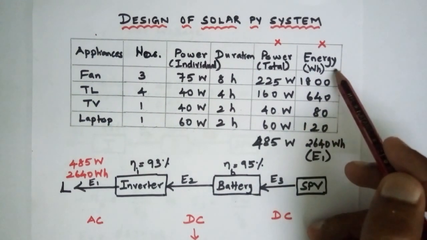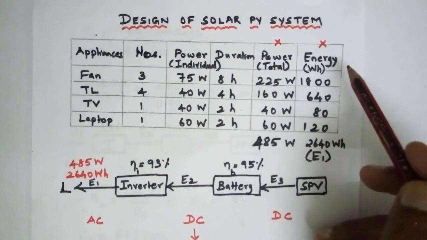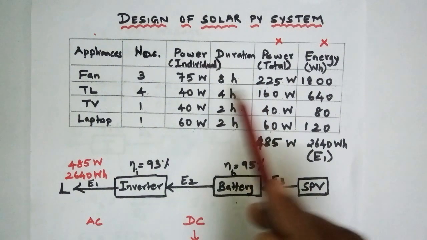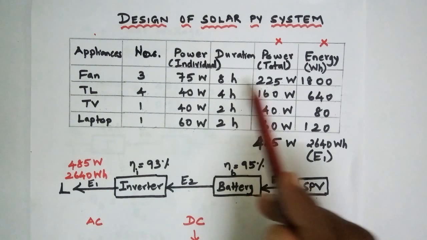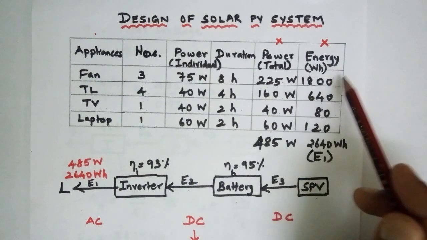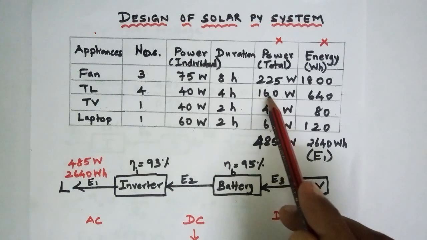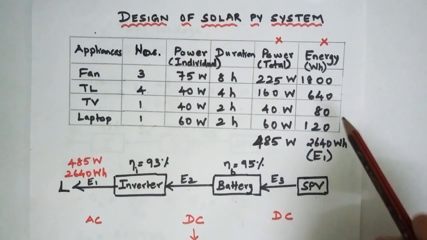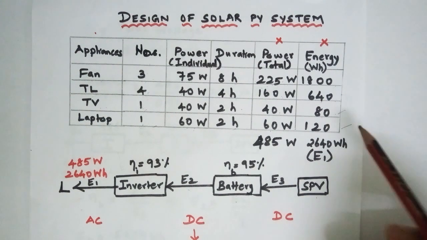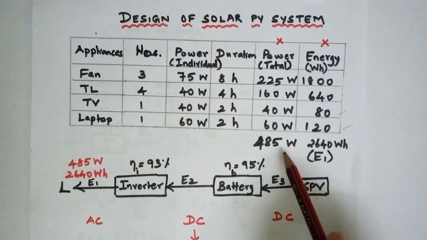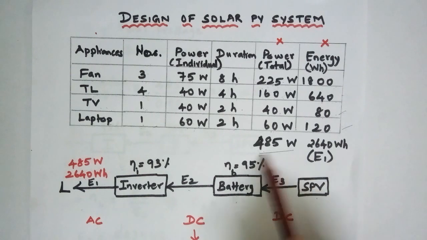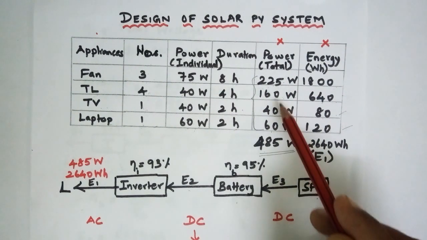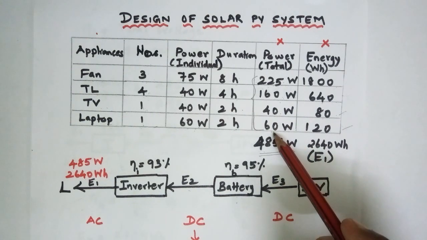Now energy consumption. For energy consumption, you have to multiply the power and time duration. So 225 watts into 8 hours will be getting 1800, and 160 watts into 4 hours will be getting 640. Similarly, you can get for the TV and for the laptop. Now the total power is 485 watts. You have to add these 4 values: 225 watts, 160 watts, 40 watts and 60 watts.